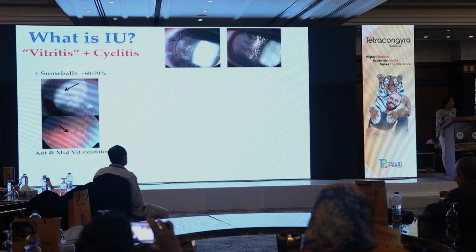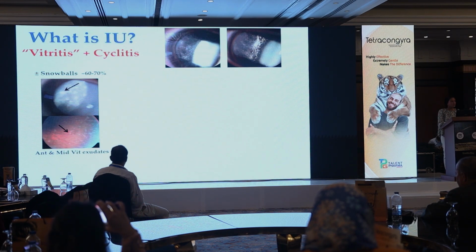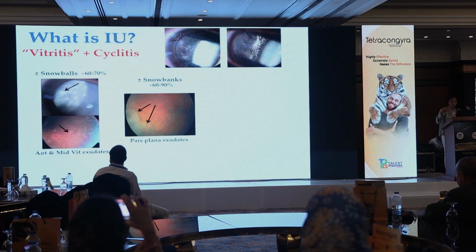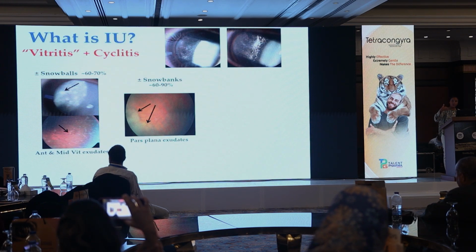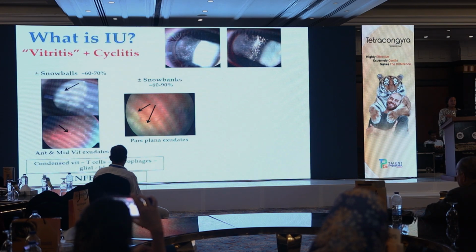In some of the cases, it helps that when the patient looks downwards, we see small grayish, white, or yellowish condensations present in the vitreous cavity in front of the retina, and sometimes when they are very, very severe, they can appear retrolaterally. And these are called snowballs. In even more severe and chronic cases, these condensations, when they are present in front of the very, very peripheral retina and the ciliary body, this is called snowbanking, at the pars plana exudates.